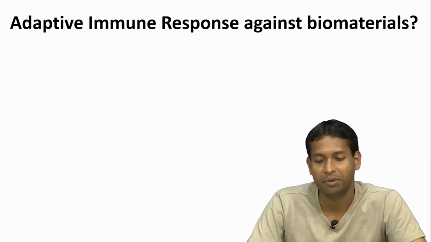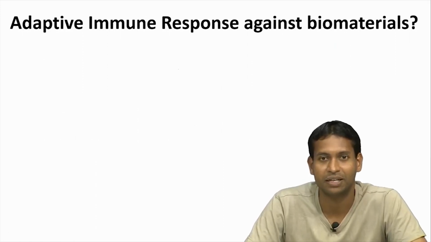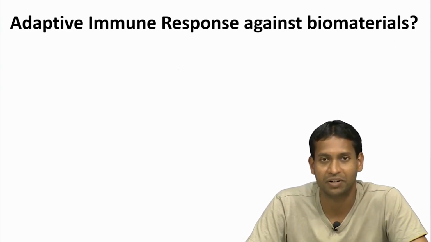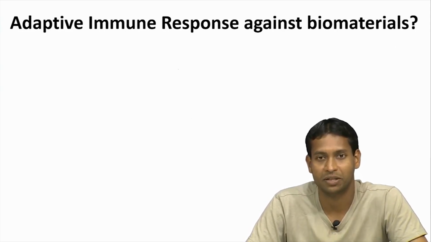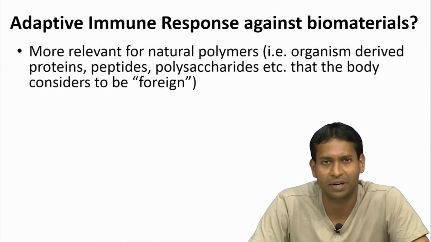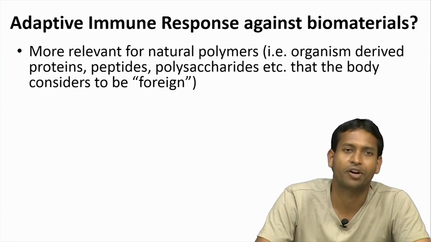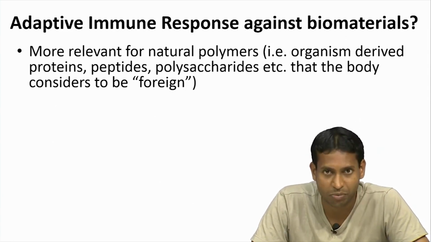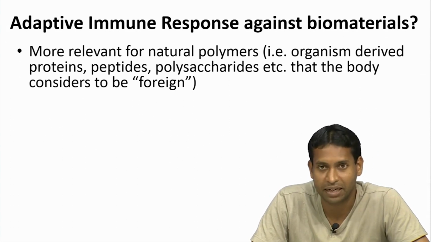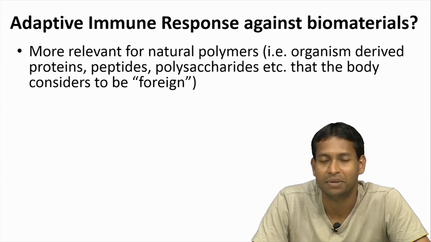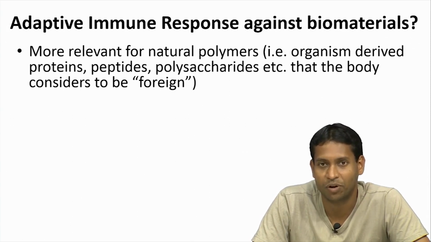So, what about adaptive immune response against biomaterials? How does that play out? Because obviously we are talking about drug delivery and tissue engineering, how does biomaterial come into the picture here? First of all, this is more relevant to natural polymers. If you have organism-derived proteins, peptides and polysaccharides that are present in your body, or that you are putting in your body through these materials, obviously the immune system is going to process those antigens.